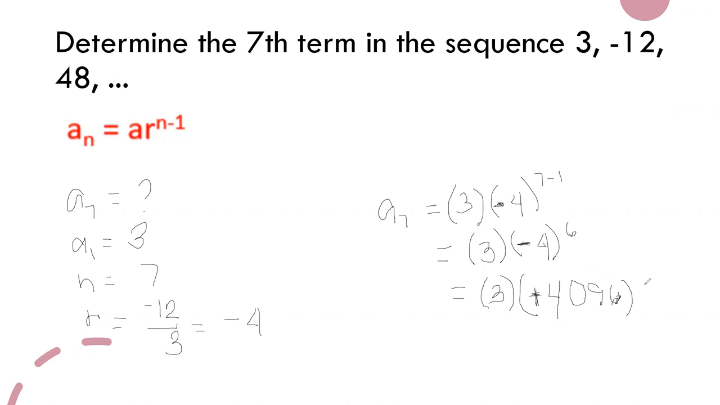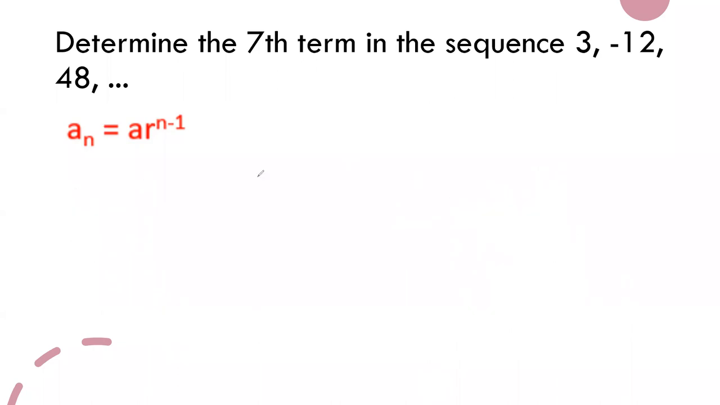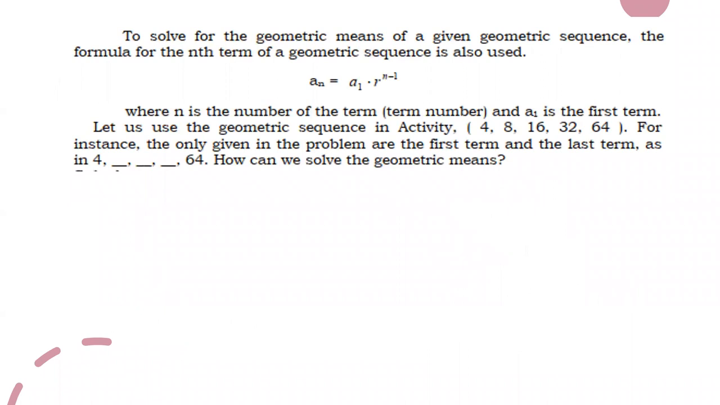So we multiply 3 times positive 4,096. So that's 4,096 times 3. 12,288. And that is our A sub 7. Okay po. That will be 3 times 4,096. So A sub 7 is 12,288. Question? None. Okay now. Let's move on to another idea in geometric sequence, what we call the geometric means.